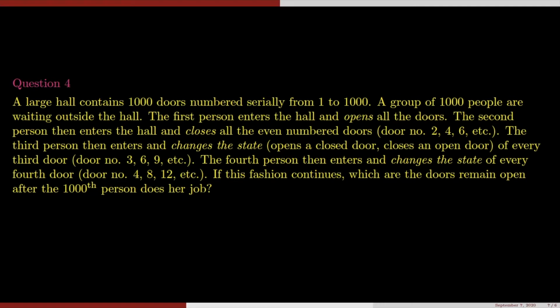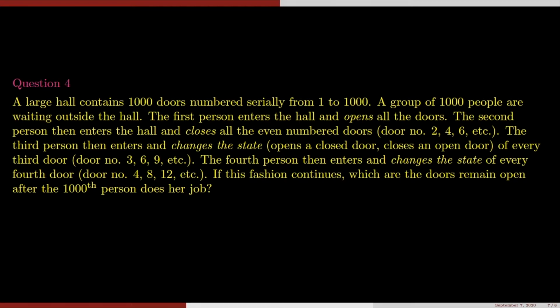A large hall, read it carefully. A large hall contains 1,000 doors numbered serially from 1 to 1,000. So door number 1, door number 2, door number 3 up to door number 1,000. A group of 1,000 people are waiting outside the hall. The first person enters the hall and opens all the doors.